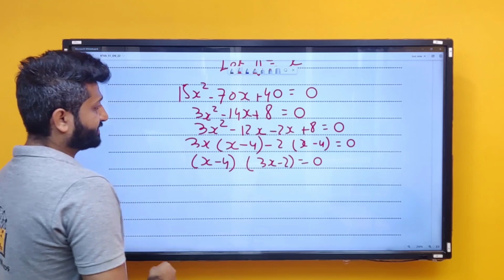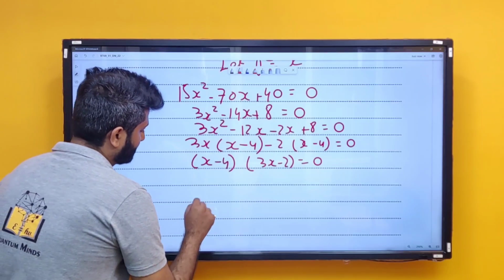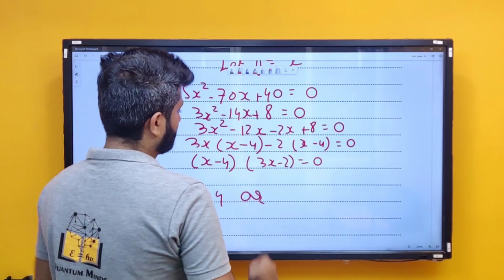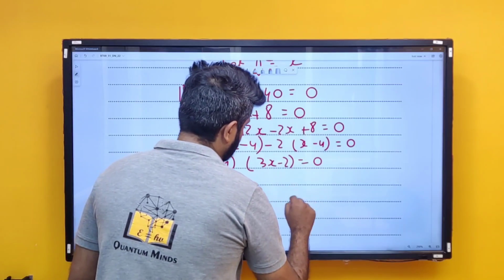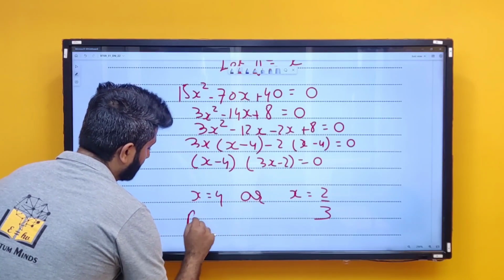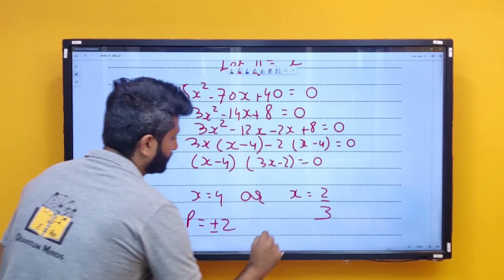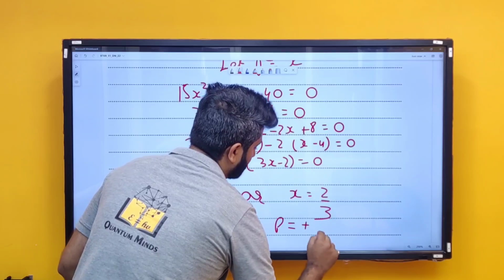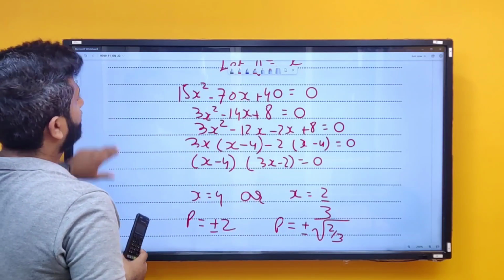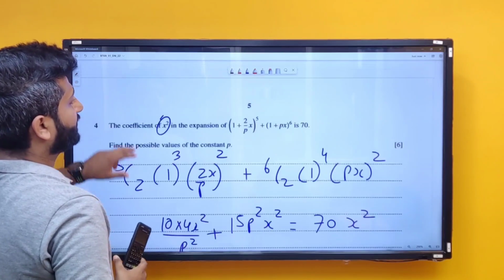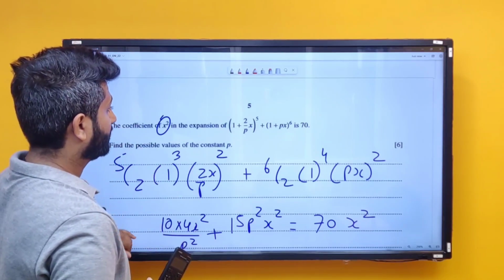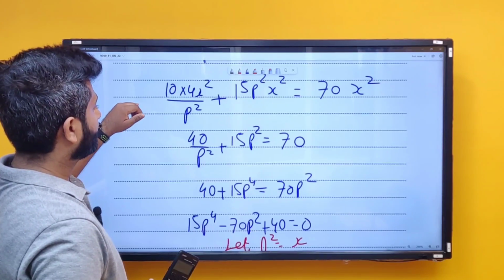So the value of x is either 4 or x is either 2 by 3. So p could be either minus plus or minus 2, or p could be either plus or minus root 2 by 3, right? Root 2 by 3. But have we been given the coefficient of expansion, find the possible values of p. Okay, this is 70.